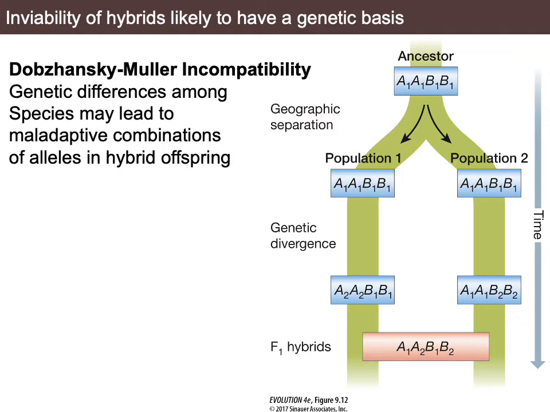If they were to come together and breed and produce offspring, those offspring would necessarily be heterozygous for A and heterozygous for B. It may be that these allelic combinations of being heterozygous for A, being heterozygous for B, are maladaptive. They do not work well together. And these F1 hybrids would have then much lower fitness and therefore prevent further interaction and genetic exchange between these two species.